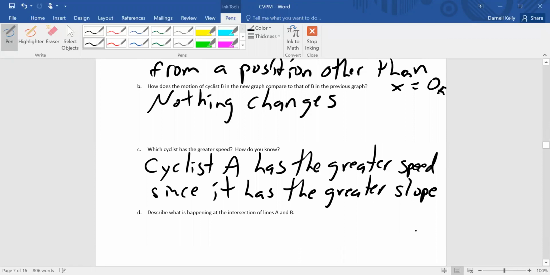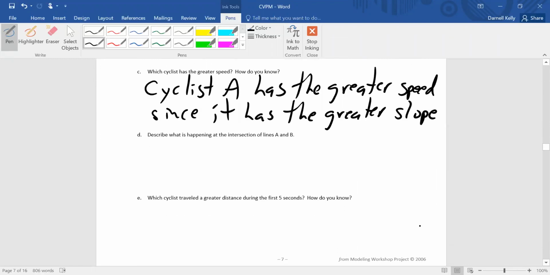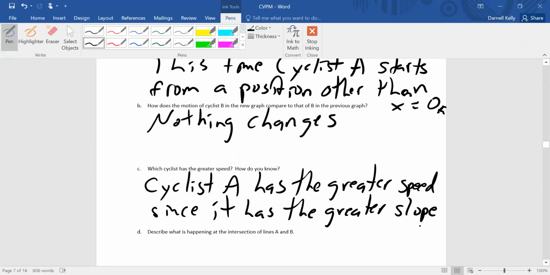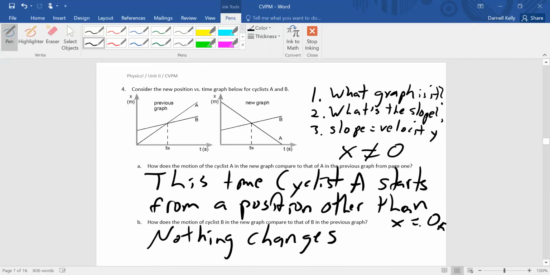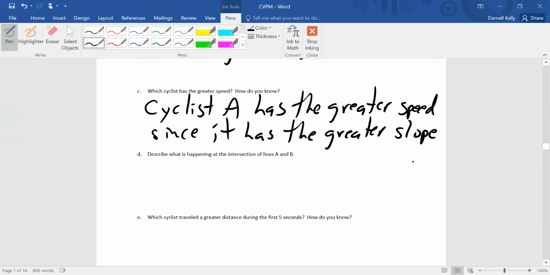Describe what is happening at the intersection of lines A and B. Again, it's the same thing. They meet up at the same distance at the same time. Technically, position, because they're meeting up at one point. Yep.